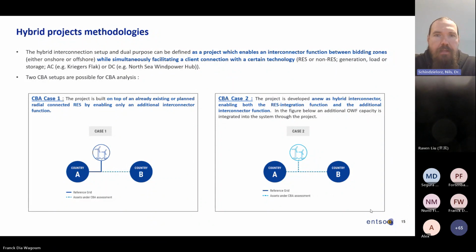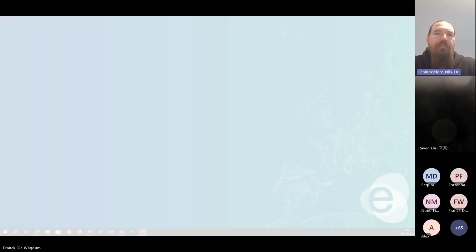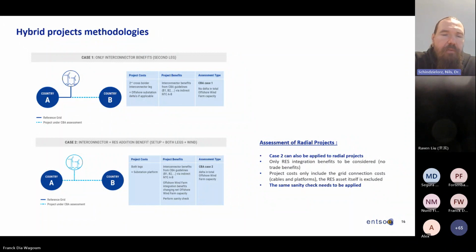And I would like to go on the next slide to give an overview about how we are calculating this. Not much into details, but on a higher level, giving some additional information. So basically for the first case, you see here in this small table, project costs, project benefits, and the assessment type. What we have as a project cost here is, as it is built up on an already existing radial connection, we just need to consider this additional second leg. So all of the costs of this hybrid project will come from this additional interconnection part. And of course, we need to consider also additional offshore substations and stuff that needs to be built up on the seaside to make this all happen.